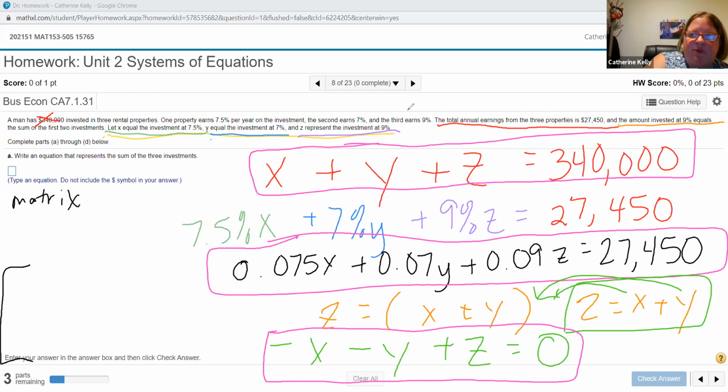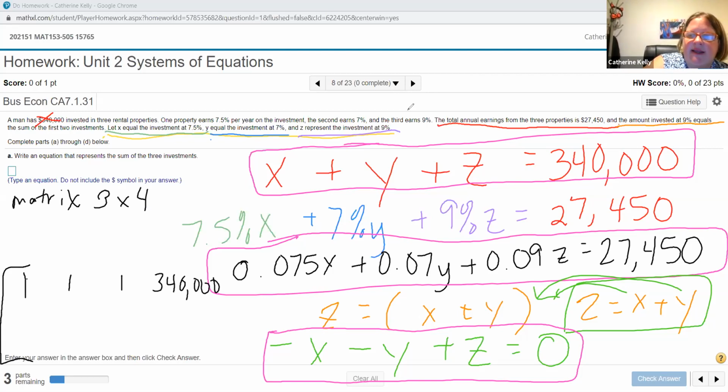And it's going to be 3 rows by 4 columns. So it's going to be a 3 by 4. And the first row will give me the coefficients of X, which was 1, coefficients of Y, which is 1, the coefficients of Z, which is 1, and then the total, which is 340,000.